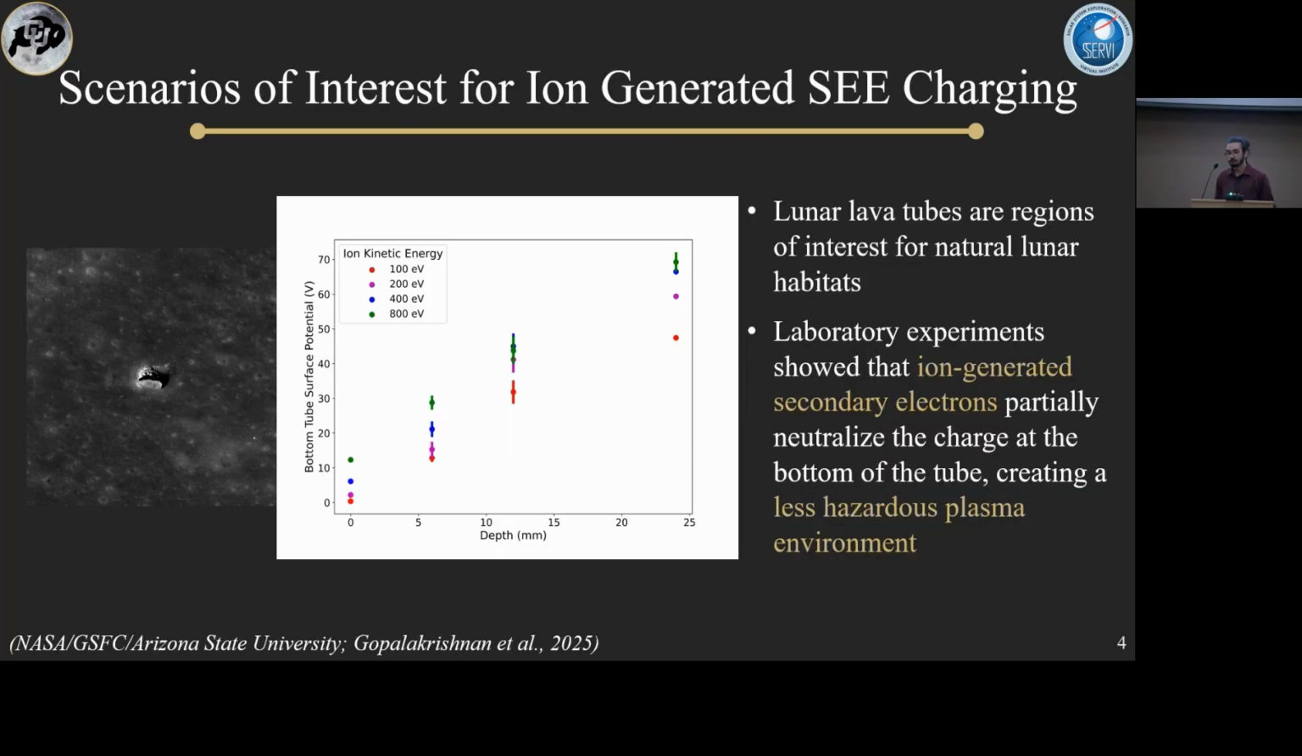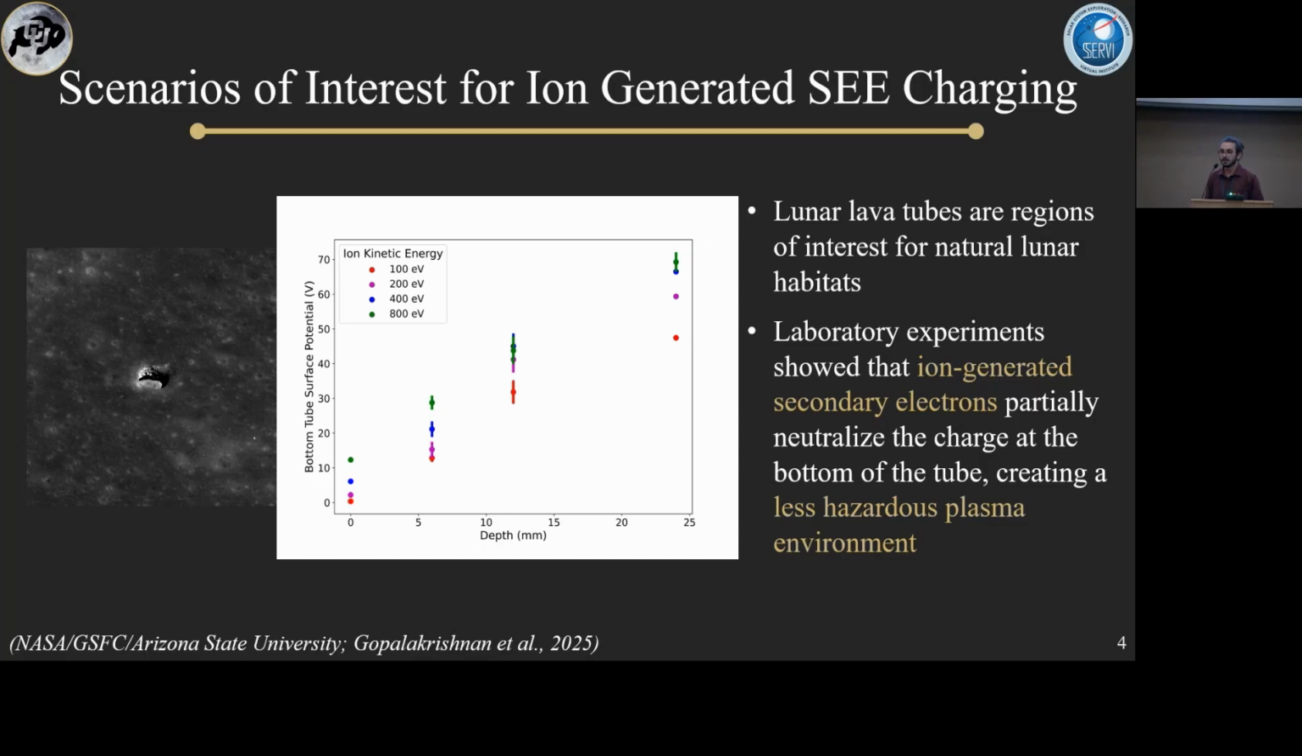Next. So there's a couple scenarios of interest where ion-generated secondary electron emission may become really important. The first of which I'll talk about is lava tubes. As you can see on the left is an image of a lava tube skylight. Lava tubes are thought to be habitable, natural lunar habitats that might be able to shield the bottom surface and the tubes underneath the surface from the harsh plasma environment above.